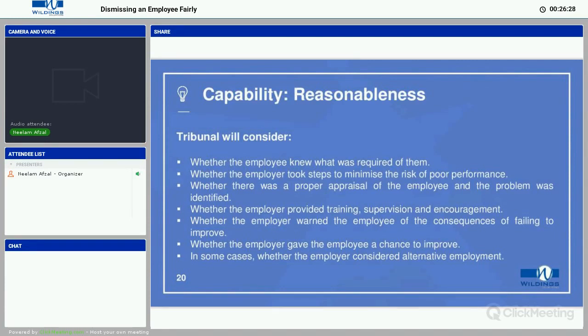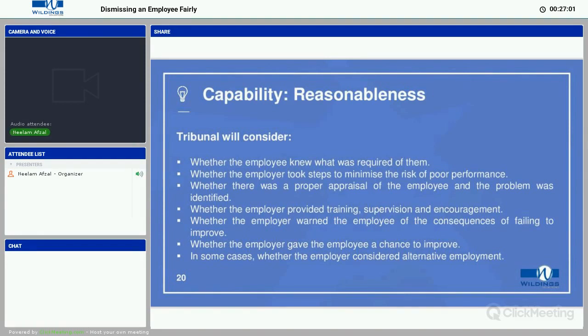If you have in your contracts the right to extend probationary periods, ensure that you provide the employee with notice a week before. Have regular meetings, and explain the consequences to the employee for failing to improve. Give them a chance to improve, and set realistic expectations so that you're not setting the employee up to fail. And failing that, consider alternative positions within the company. Is there something else that suits the capability of the individual? Those are some of the points that tribunals will look at.